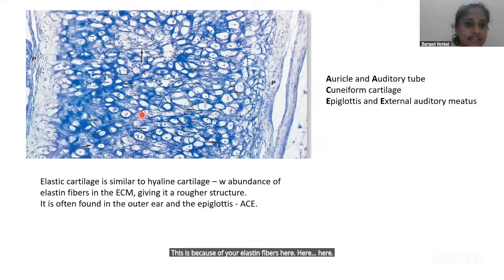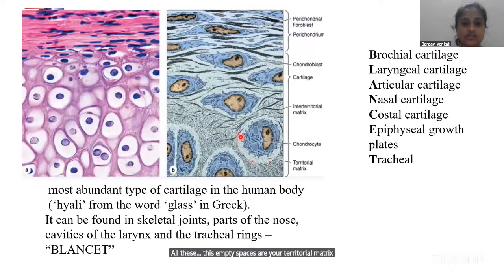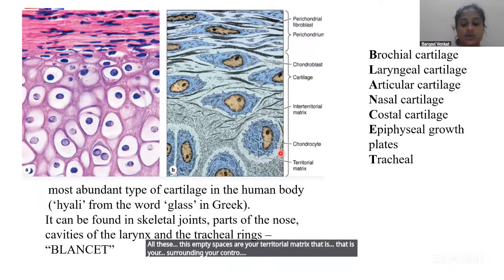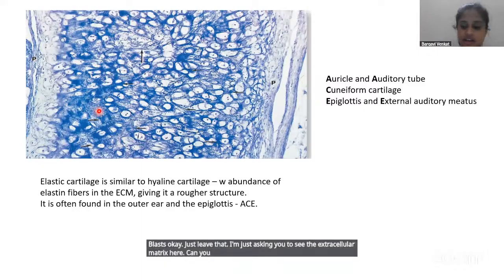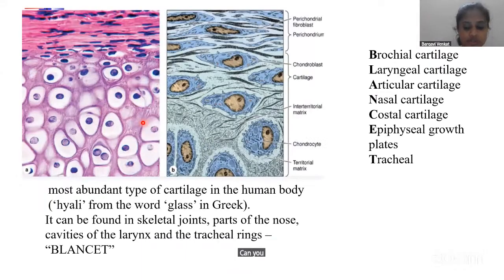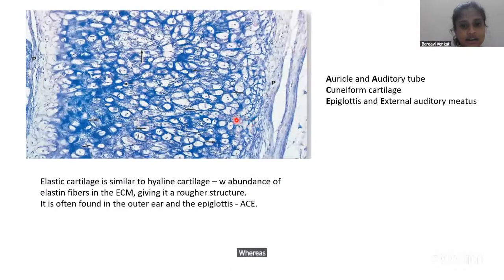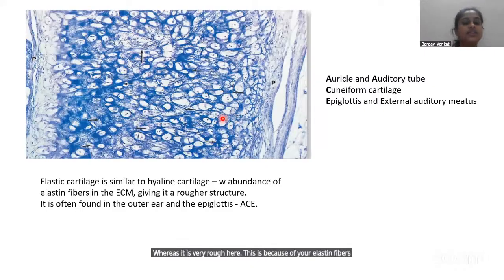All these empty spaces are your territorial matrix, the matrix surrounding your chondroblasts. Just leave that. I'm just asking you to see the extracellular matrix here. Can you see how rough it is? Can you compare it with this? It is very smooth here, whereas it is very rough here. This is because of your elastin fibers, and that is the reason it has a rough appearance.